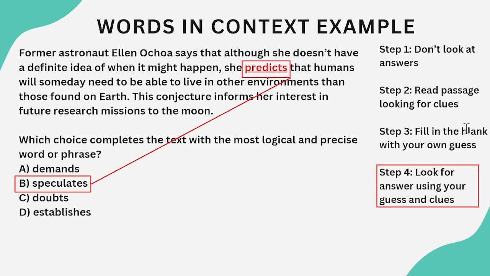Great, so once again, we're going to apply this formula every time. You're not looking at the answers. Step 2, you're going to read the passage looking for clues. Step 3, fill in the blank with your own guess. Step 4, look for answers using your guess and clues. Good luck.